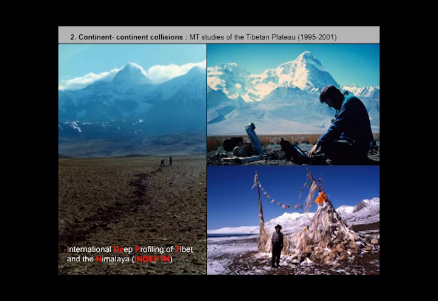So what can electromagnetics tell us about this? EM is often a very good complement for seismics. Seismics can see reflections from layers very well. What MT can do is it tells us the bulk resistivity.